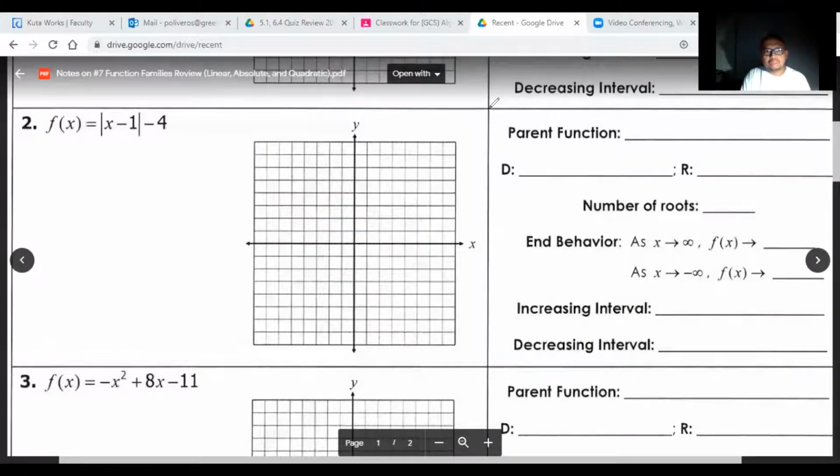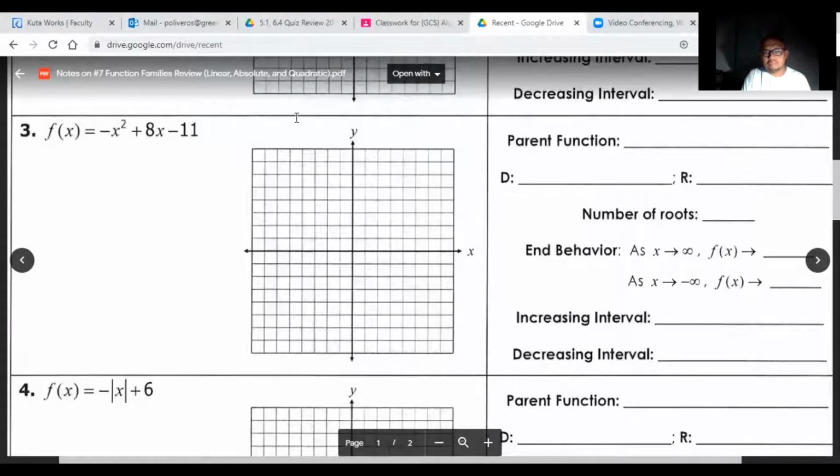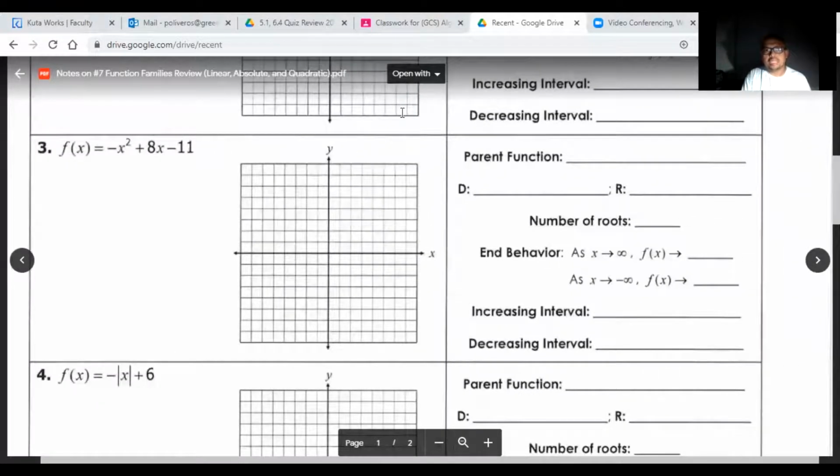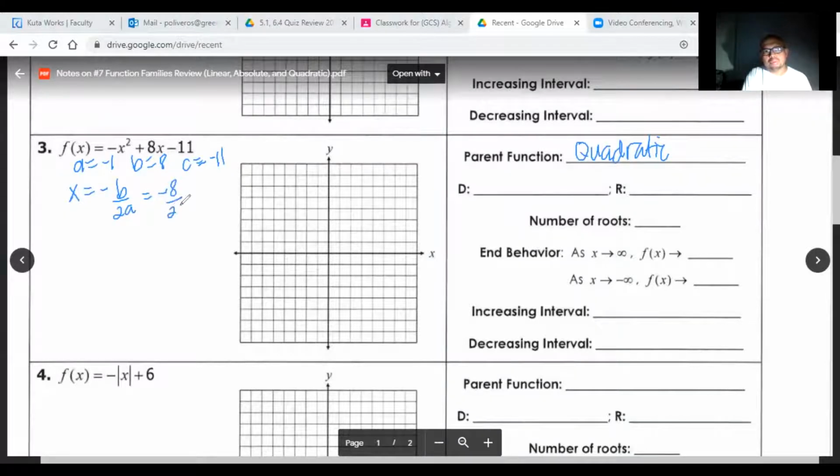All right, let's go to number 3. For number 3, f of x is equal to negative x squared plus 8x minus 11. This is a parabola. The graph here is a parabola, but the function is called quadratic. Since the value of a is -1, the value of b is 8, c is -11. This is standard form. For us to find the vertex, x equals -b over 2a. This will give me -8 over 2 times -1. That will give me a 4. So the vertex there will have a 4.